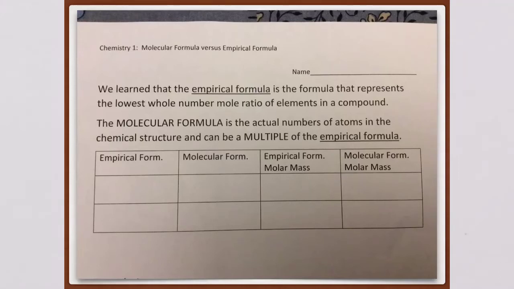Hey guys, this is going to describe to you what the difference between a molecular formula and an empirical formula is. You guys already know about empirical formulas. These are things like carbon dioxide and water. We know it's the simplest, the lowest whole number, simplest mole ratio of the elements in a compound. So carbon is a 1, oxygen is a 2. It's a 1 to 2 ratio.